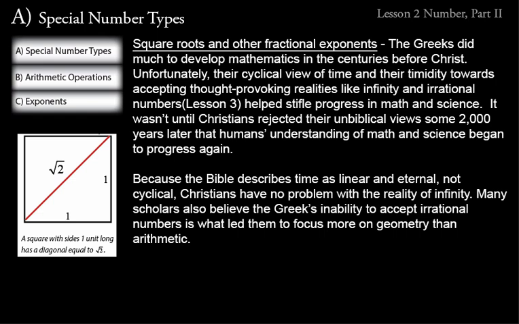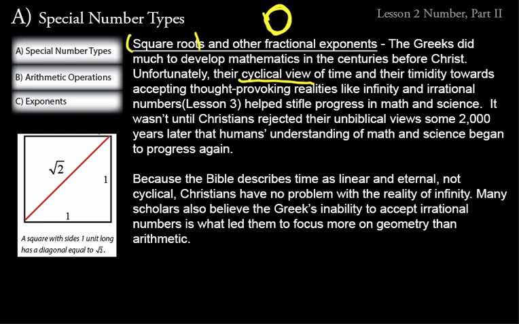Let's look at some other special number types, square roots and other fractional exponents. And looking at a little history again here, the Greeks did much to develop mathematics in the centuries before Christ. Most of them were not Jewish at the time, or after Christ came, trusted Christ as their Savior. Their unbiblical views gave them inaccurate views of time. They had a cyclical view of time. They thought it was eternal, that it went on and on forever, but that it just repeated itself in a circular, cyclical pattern.